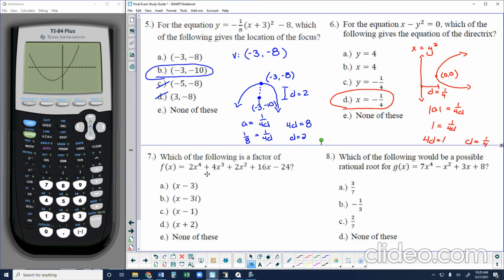Taking a look at problem 7, it says, which of the following is a factor of 2x to the 4th plus 4x cubed plus 2x squared plus 16x minus 24? So what I could do here is try to factor this by hand, taking a look at GCF and then getting into the method of finding the p over q as we did in polynomials. But an easier way to do this is to take a look at the graph of this function. So remember that the factors give us zeros. So what I'm going to go ahead and do is take a look at the graph. It's going to take me a moment to type this in.